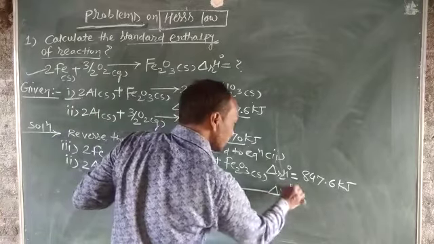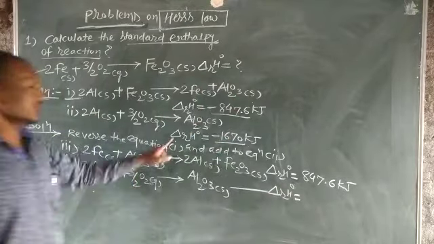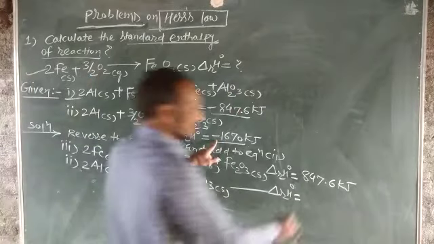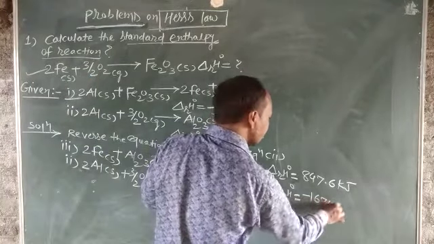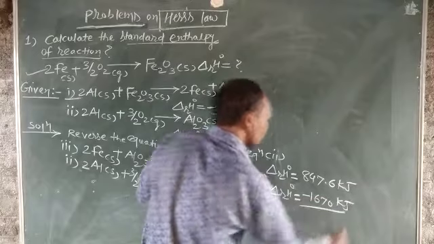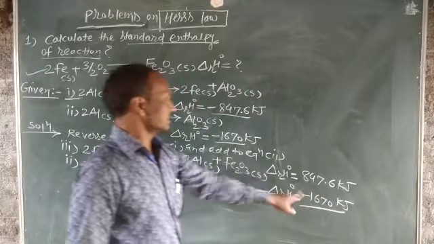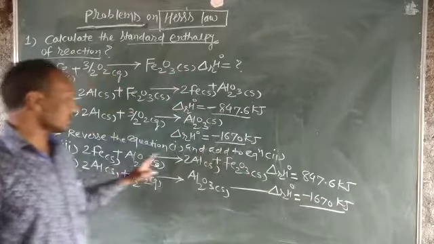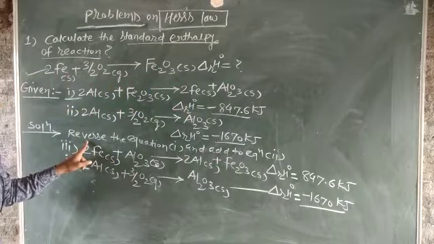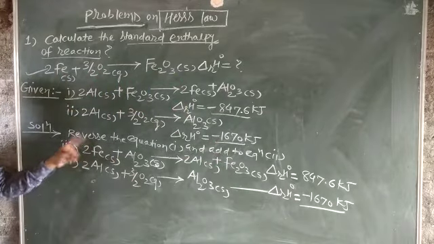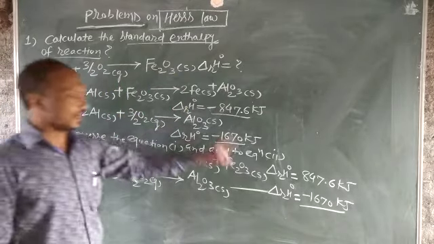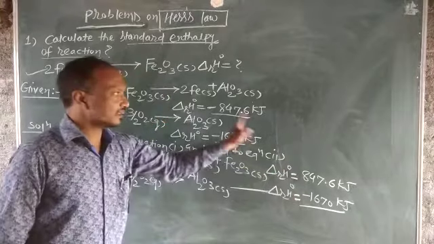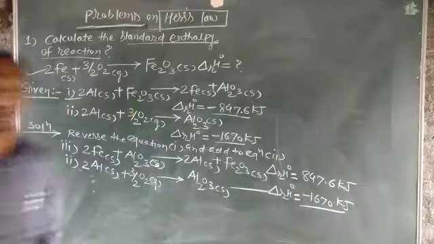What is delta rH naught for this reaction? The delta rH naught value is minus 1670 kJ. This minus sign will be as it is. Here we are not reversed. Here we have reversed the equation. जर equation reverse केला आपण तर minus sign चा काय झाला होता? This minus sign become positive sign.